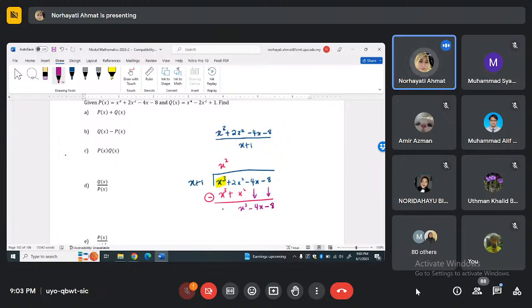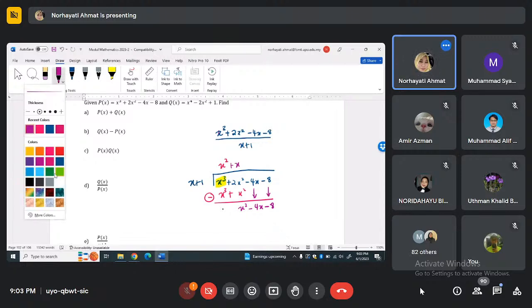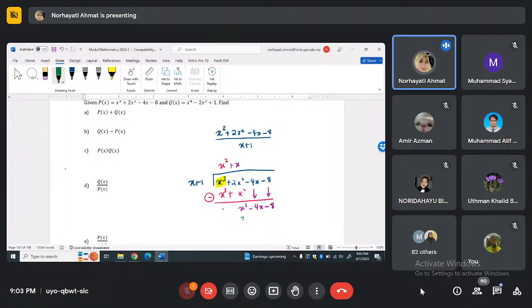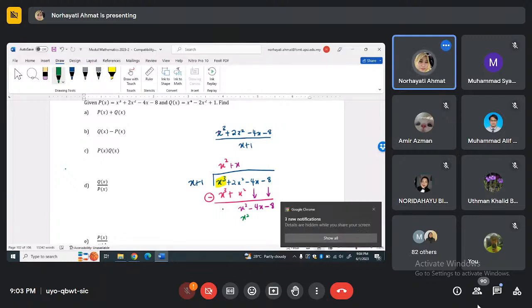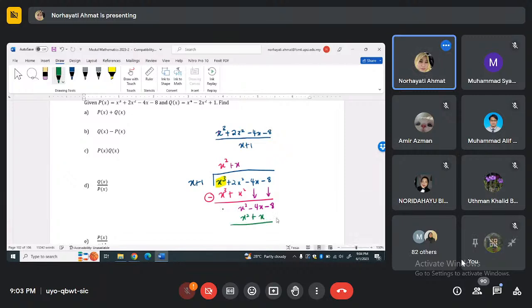Now we have x square and x. So what times x gives us x square? Of course, x, right? So x times x gives us x square. So kita akan dapat x square here, and then x times plus 1 is x. So we get plus x. Alright, x times x is x square, x times 1 is x.